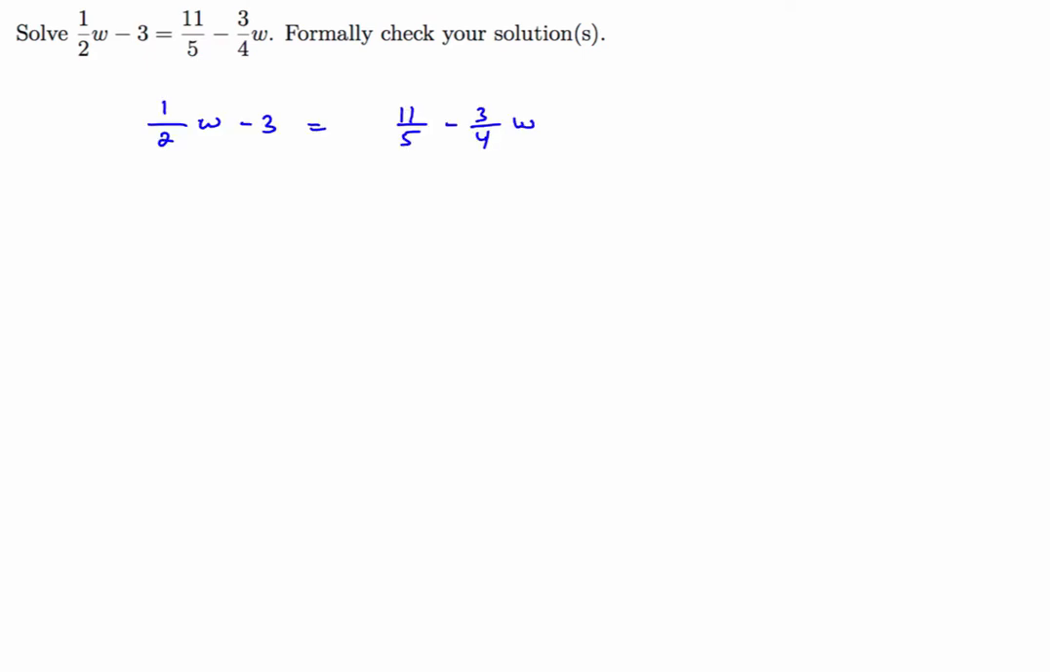The first step in solving the equation 1/2 w minus 3 equals 11/5 minus 3/4 w is to find the lowest common denominator for every fraction in this equation. Across this equation, we have denominators of 2, 5, and 4. The lowest common denominator for the fractions of 2 and 5 will be 10, and the lowest common denominator of 10 and 4 will be 20. So the lowest common denominator across this entire equation is 20, and we will in turn multiply both sides of the equation by 20 over 1.